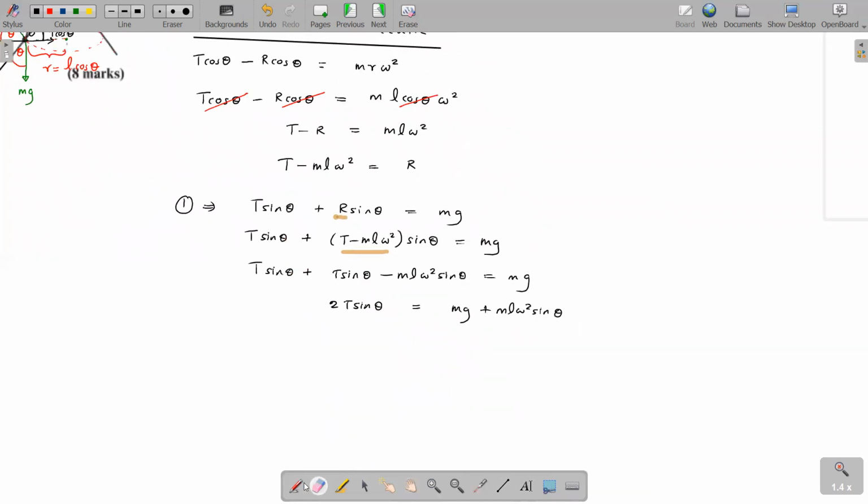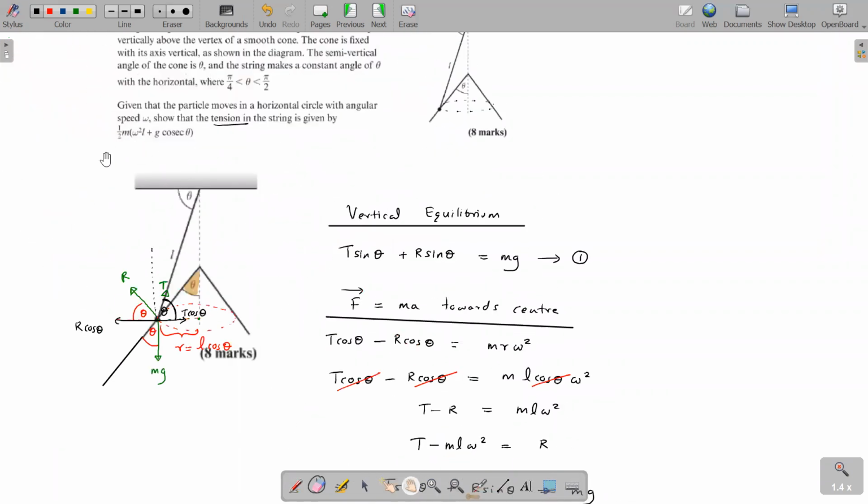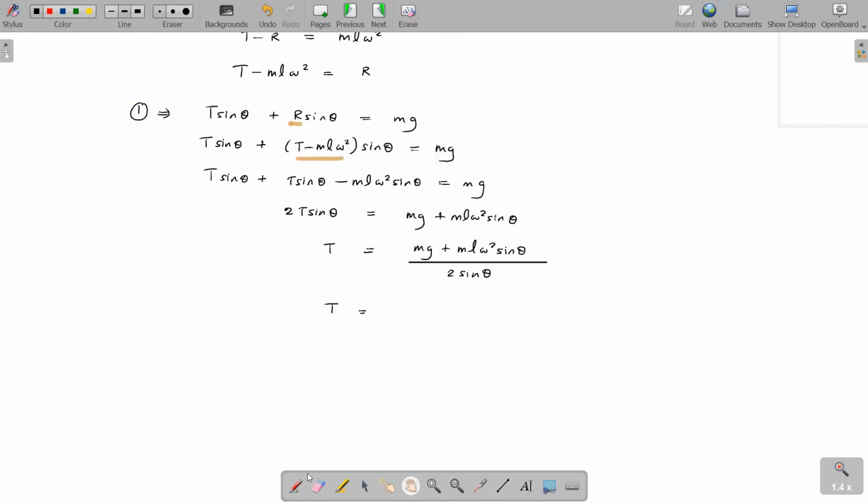Time to make T the subject. T equals 1 over 2 sine theta, which goes down as a division: mg plus m L omega squared sine theta, divided by 2 sine theta. Keep an eye on the show-that expression. They have taken the half and m out. The half comes from the 2, and the m is common to both terms, so you take it out.